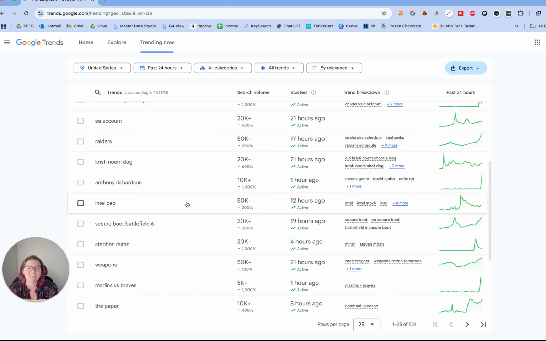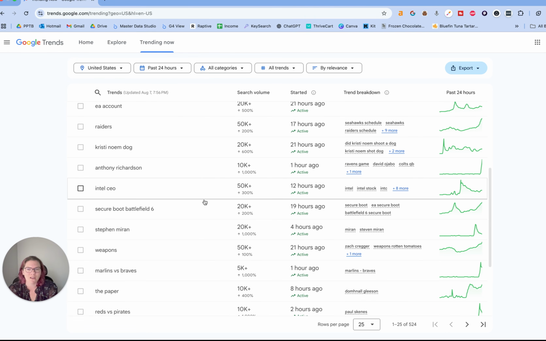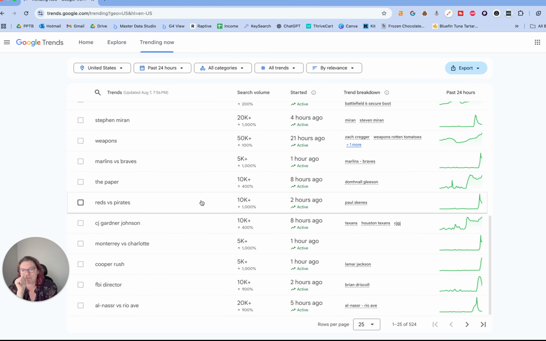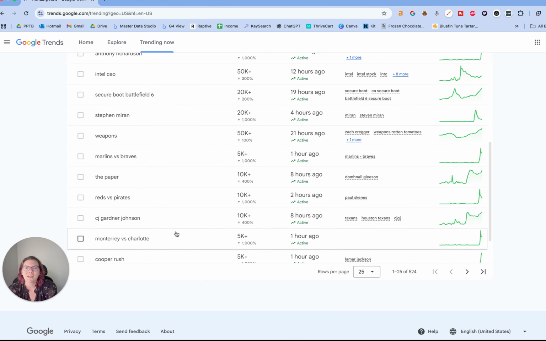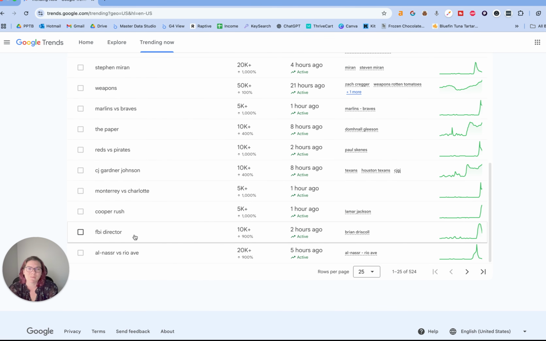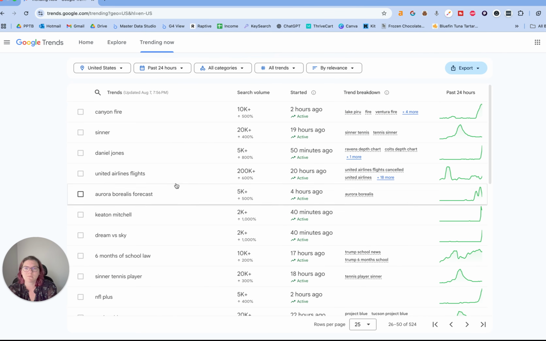We have the Intel CEO, which I believe is that CEO that got caught at the Coldplay concert. I might be wrong. Oh, no, I think that was astrology or astronomy or something. But we have a bunch of different things, something about an FBI director. We have a bunch of things about different sports teams, stuff like that.